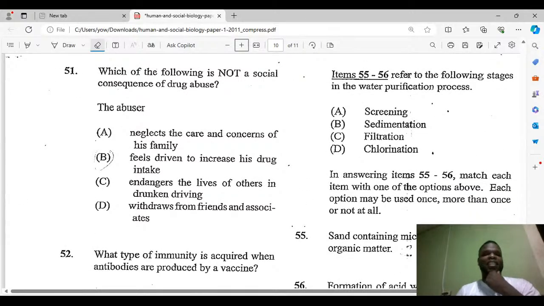Which one of the following is not a social consequence of drug abuse? The abuser neglects the care and concern of his family, feels driven to increase his drug intake, endangers the lives of others in drunken driving, and withdraws from friends and society. Remember that social has to do with people. So it's B, simple stuff.